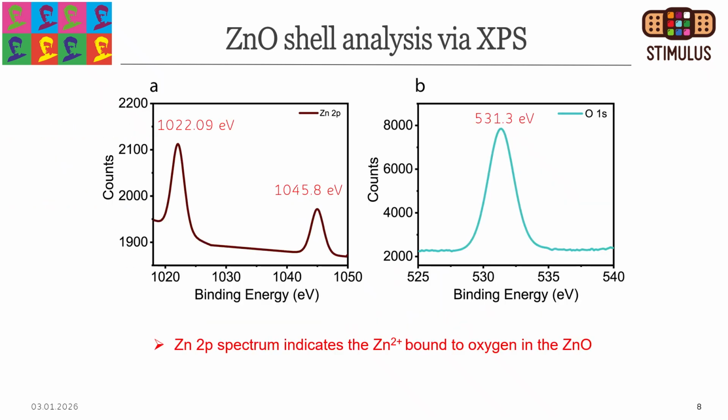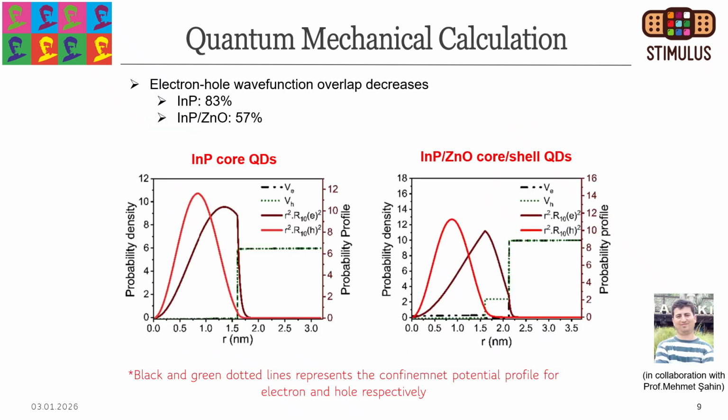We also perform the XPS analysis to confirm the zinc oxide shell growth. The Zn 2p spectrum indicates that zinc has bonded to the oxygens, and it confirms successful growth of the zinc oxide shell on top of the indium phosphide core quantum dot.